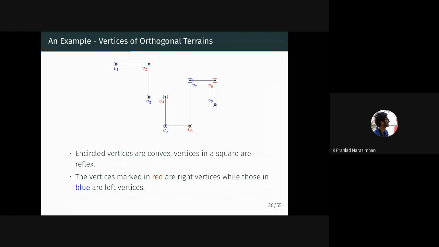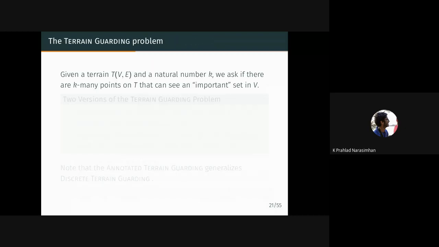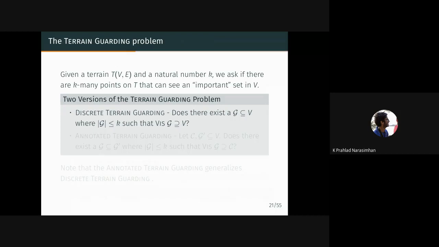So again, great question. So now let us define the terrain guarding problem. It is again fairly natural, in the sense that what you are given is a terrain and a natural number k. We ask if there exist k many points on the terrain such that they can see all the important vertices of V. The important is in quotes because we can define what important is. So there are two versions, and there are actually three.